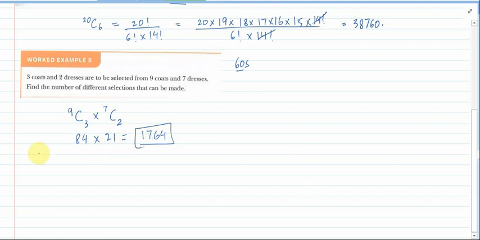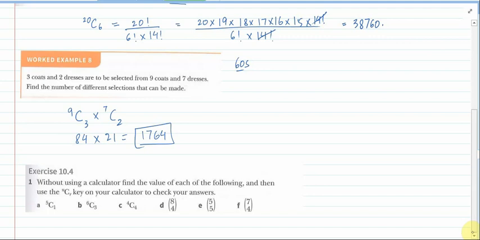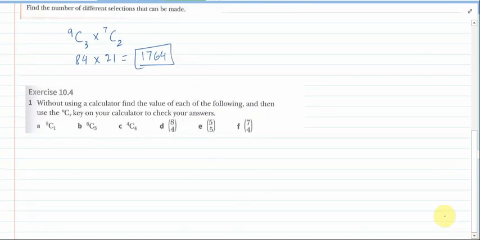Alright, so let's start with the book question. Exercise 10.4, it is from the new book. It says, without using a calculator, find the value of each of the following and then use the nCr button on your calculator to check your answer. For the first part, it's 5 combination 1.